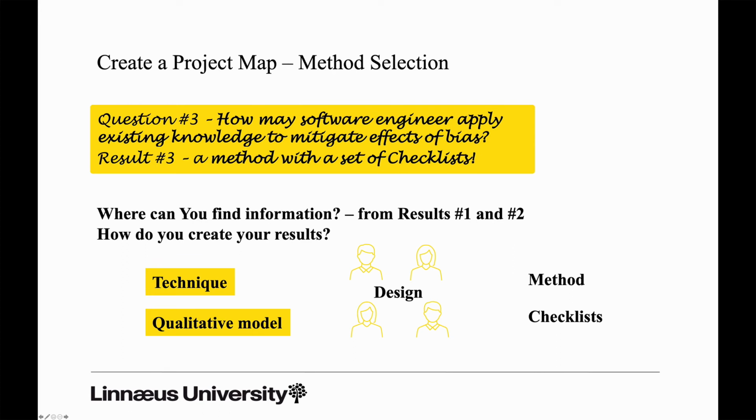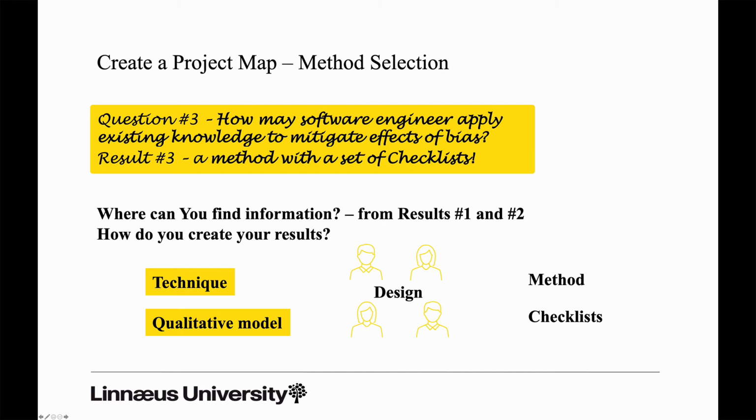So let's come back to the challenge of creating a product map and selecting a method for scientific quality. So now we have this: how may software engineers apply existing knowledge to mitigate the effects of a bias? What we're looking for here, the result, is a technique or method, and we'll use some checklists.